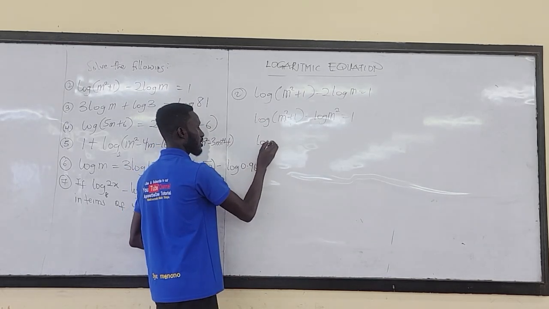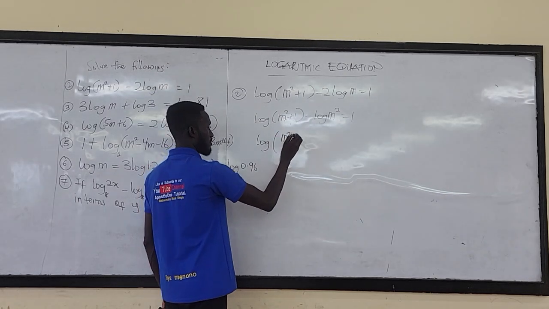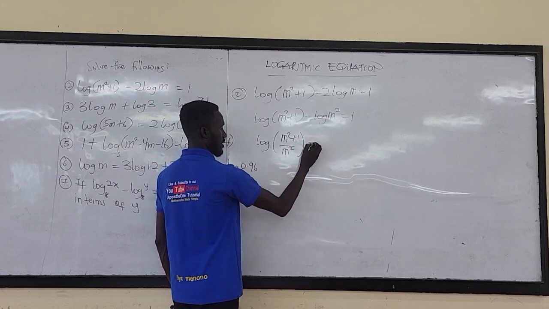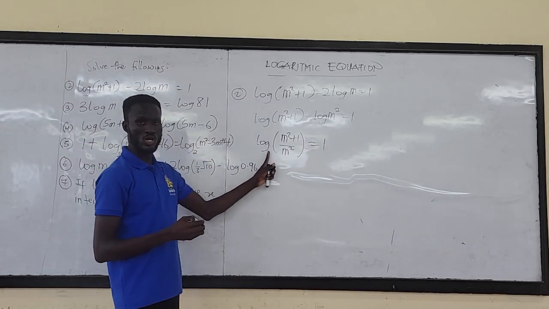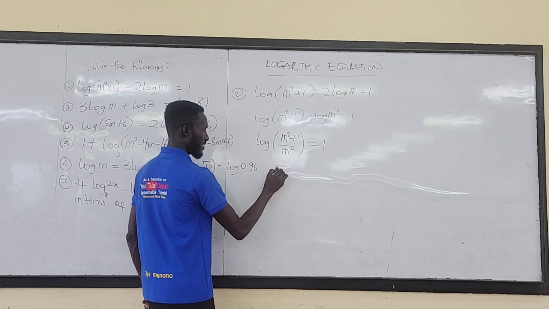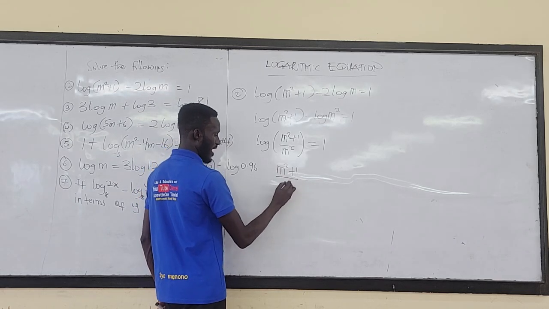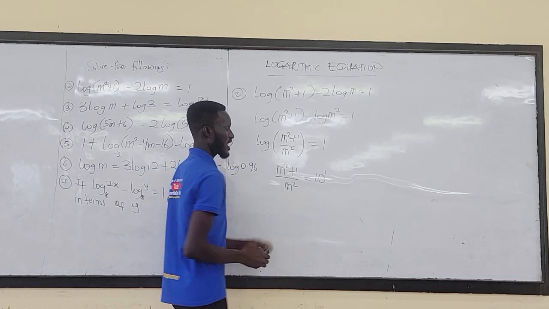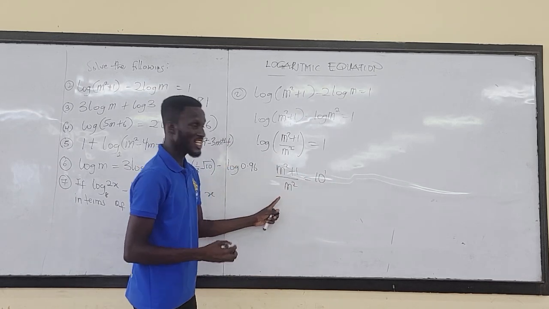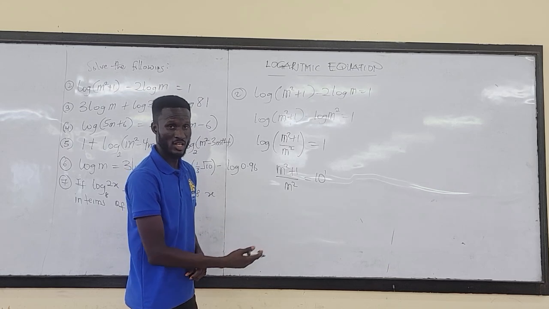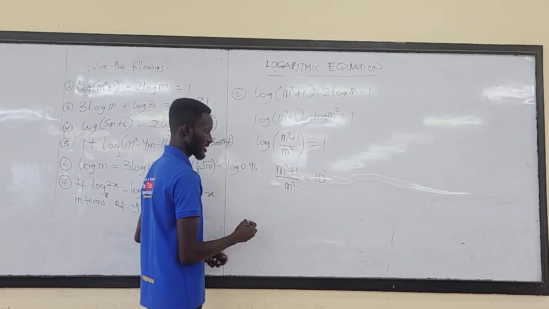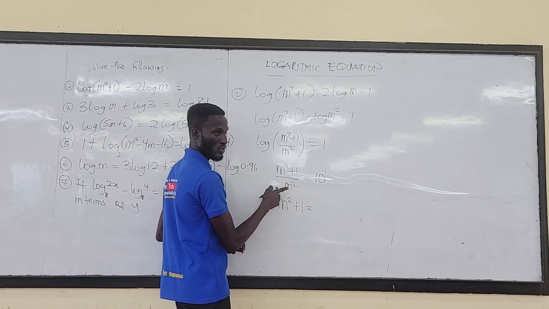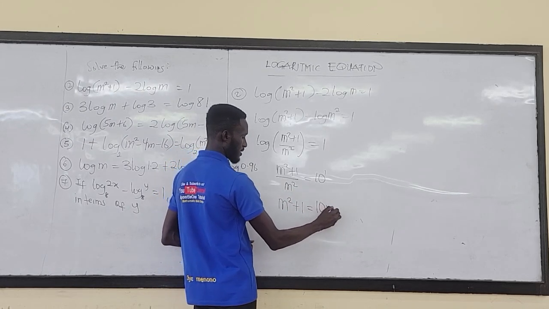Now, we have log of m squared plus 1 divided by m squared gives us 1. Now the base is 10. I'm going to use the base to raise the 1. So I'm going to have m squared plus 1 over m squared is equal to 10 exponent 1, because I'm going to use this one to raise this. Now at this point, you multiply through by the denominator to clear the fraction, then you solve for m. So we have m squared plus 1 is equal to 10m squared.